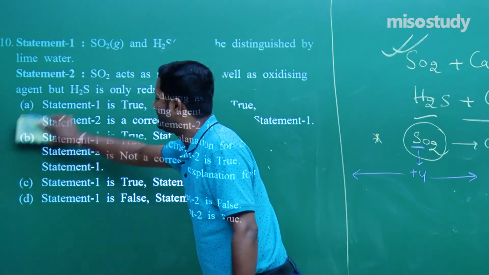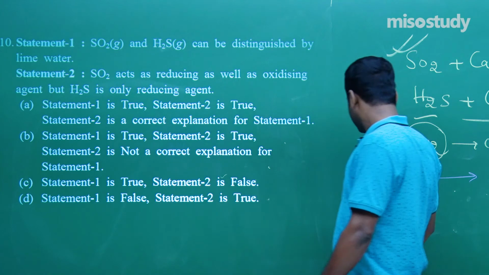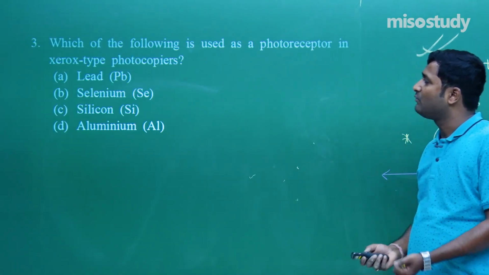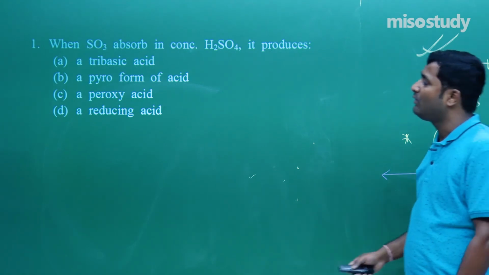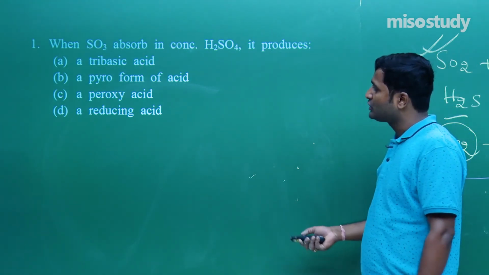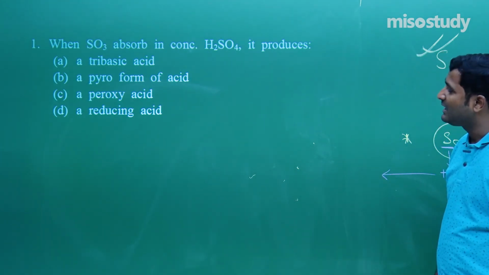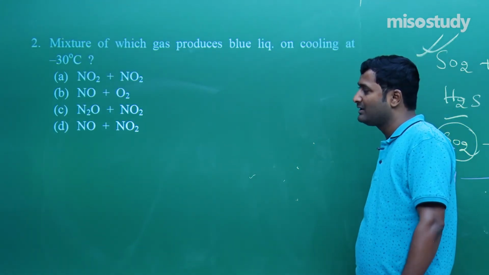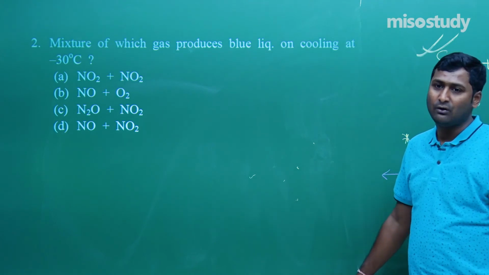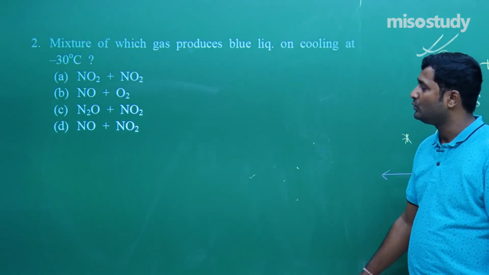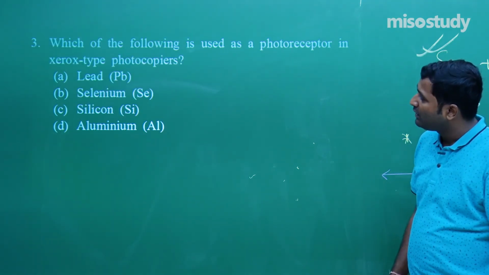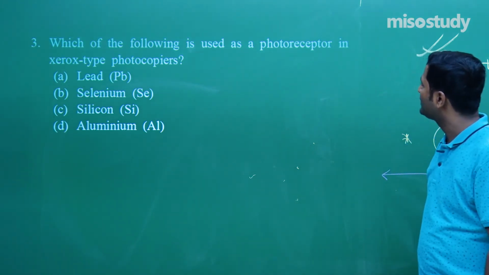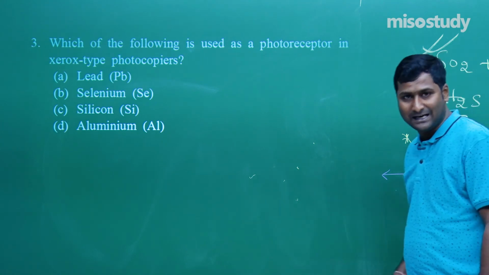I think now you can easily solve such questions. Now friend, revision. Let's start from 1 again. For question number 1, the option is B, the pyro form of the acid. For question number 2, the option is D, NO plus NO2. Yes sir, D is the correct option for question number 2. For question number 3, which of the following is used as a photoreceptor? That is B, selenium.